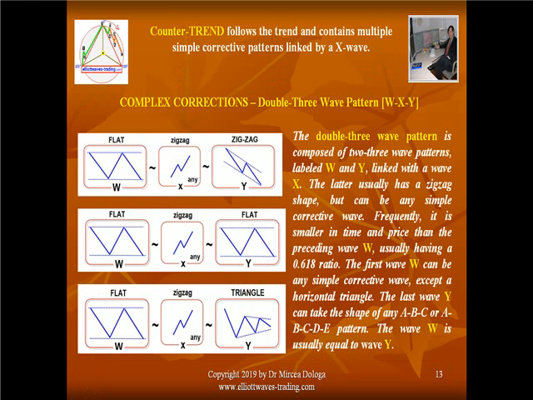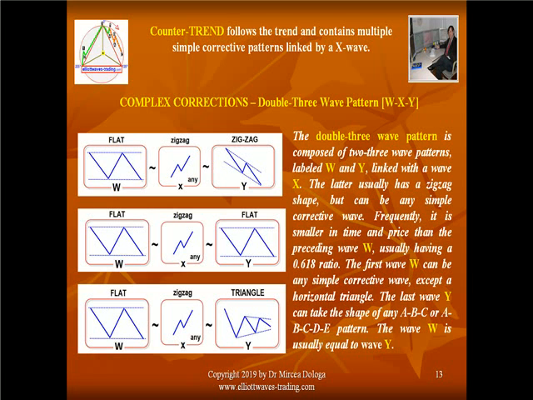Counter trend follows the trend and contains multiple simple corrections linked by wave X. Complex correction, first complex correction, the W3 wave patterns reaching W, X, and Y. The W3 wave pattern is composed of 3 wave patterns labeled W and Y linked with the wave X. The latter usually has a zigzag shape but can be any simple corrective wave. Frequently, it is smaller in time and price than the preceding wave W, usually having a 0.618 ratio.